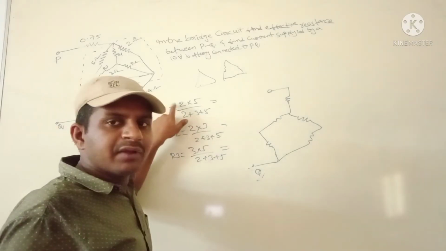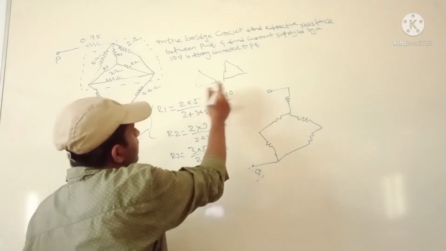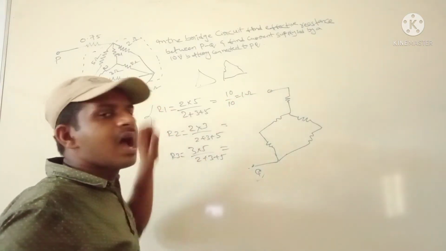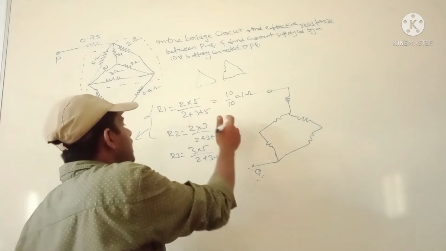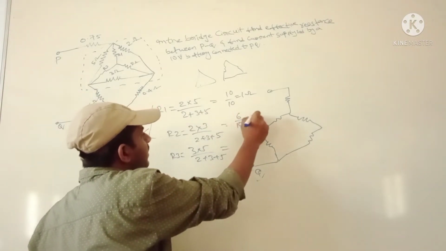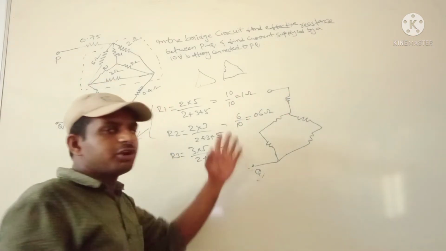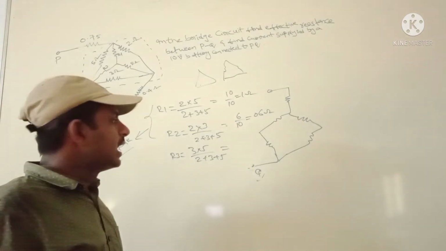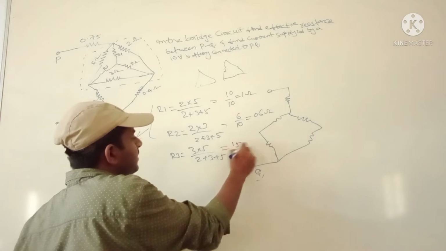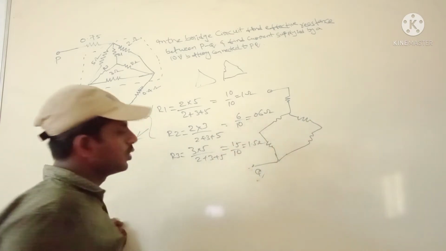So coming for the R1 resistance, 2 into 5 by 2 plus 3 plus 5, that is 10 by 10. That is the value of 1 ohm for the R1 resistance. And also coming for the R2 resistance, 6 by 10. That is the value of 0.6 ohms for the R2 resistance. And also for the R3 resistance, 3 5 is 15 by 10. That is the value 1.5 ohms.